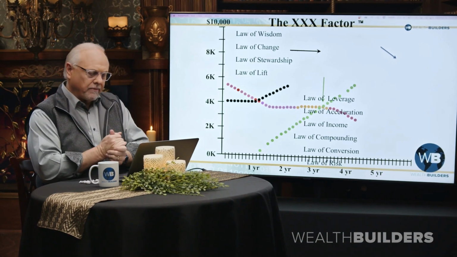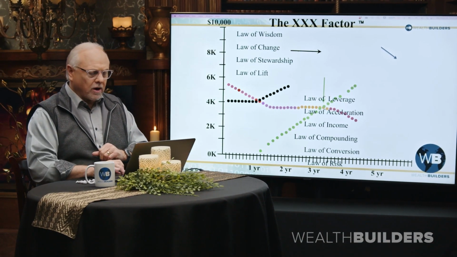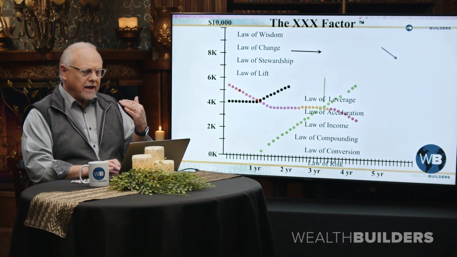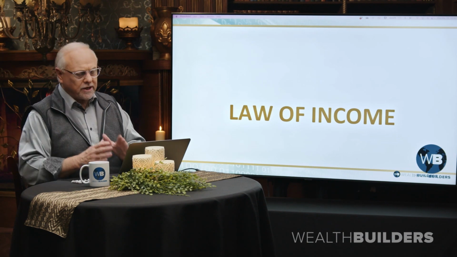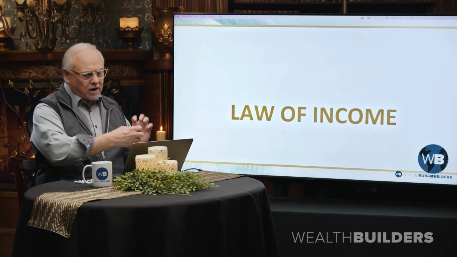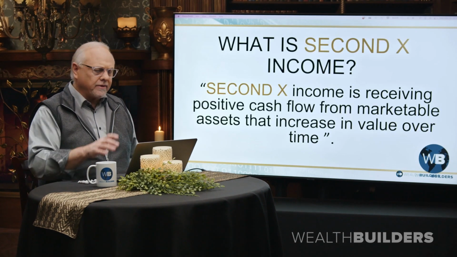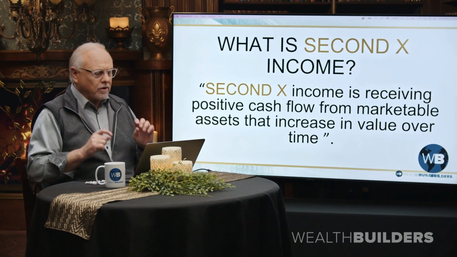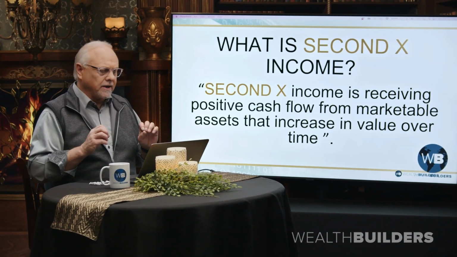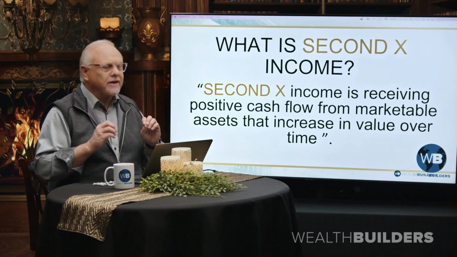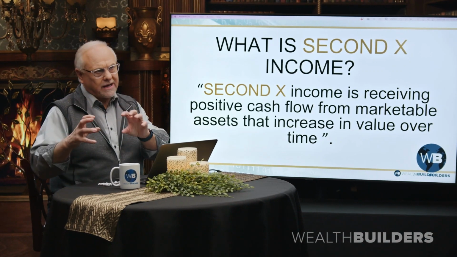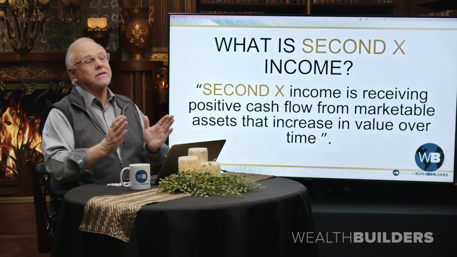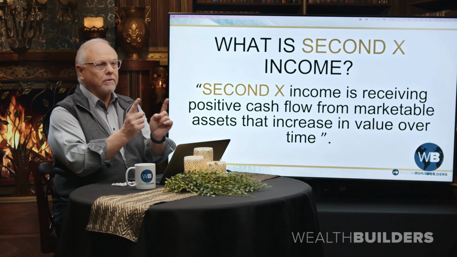Now, one of the things that I want to do here is start, first of all, with the law of income, so that there's an understanding of what we mean when we're teaching on the second X, when I talk about these green dots. And so I have a definition, and it says, what is second X income? I'm going to give it to you here. Second X income is receiving positive cash flow from marketable assets, meaning assets that can be sold. That's what the term marketable means.